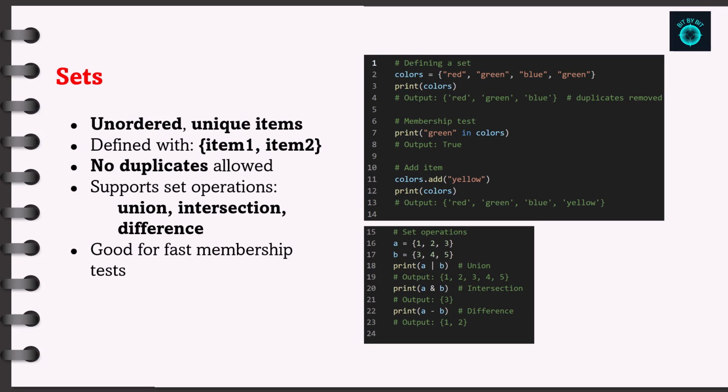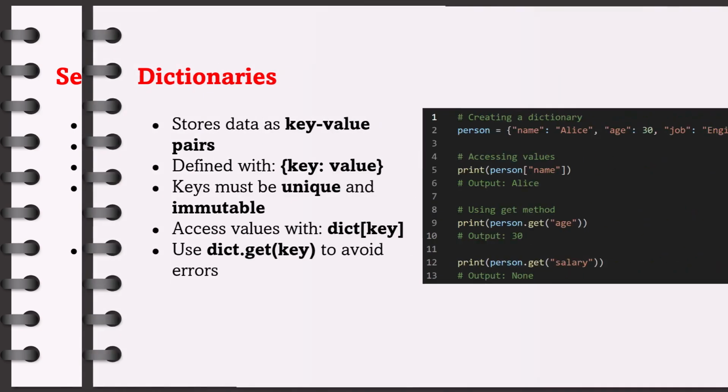Sets are very useful for operations like union, intersection, and difference. They're also great for quickly checking whether an item is present. Use sets when you want to ensure that all values are unique and order doesn't matter.